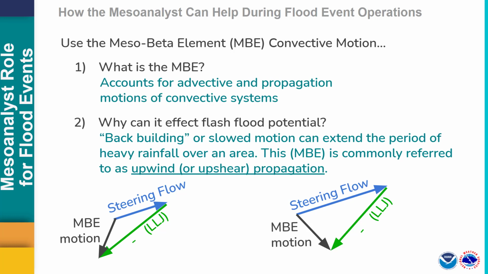We assess MBE motion by taking the steering flow and subtracting the low-level flow, as shown in the example images at the bottom of the slide. Being able to accurately assess an imminent flood threat before the heavy rainfall happens requires accurate knowledge of MBE motion.